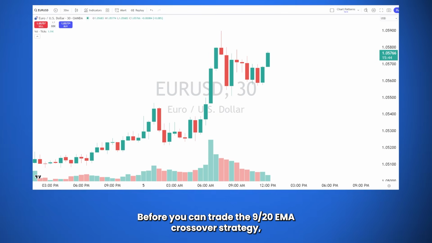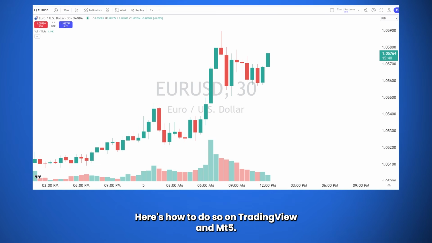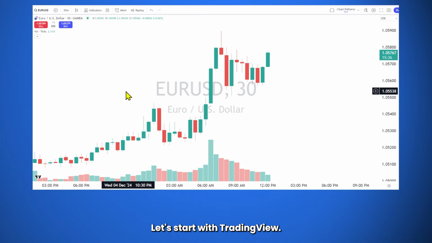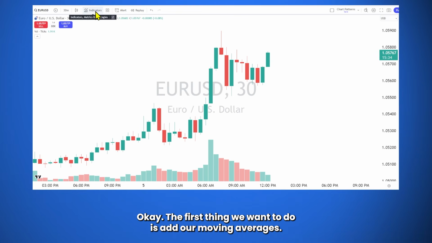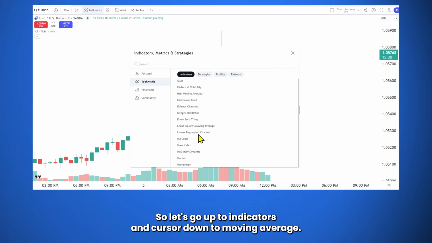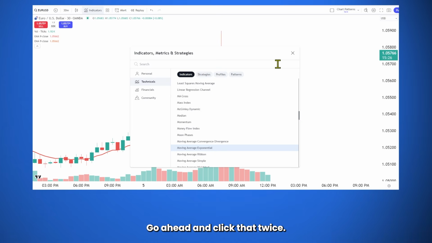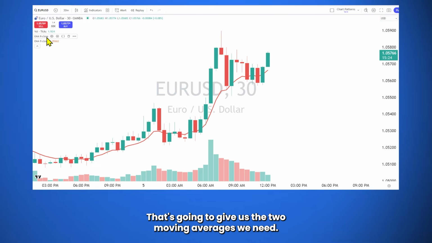Before you can trade the 9/20 EMA crossover strategy, you must set up your charts properly. Here's how to do so on TradingView and MT5. Let's start with TradingView. Okay, the first thing we want to do is add our moving averages. So let's go up to indicators and cursor down to moving average. And you'll notice that you have an exponential prompt. Go ahead and click that twice. That's going to give us the 2 moving averages we need.